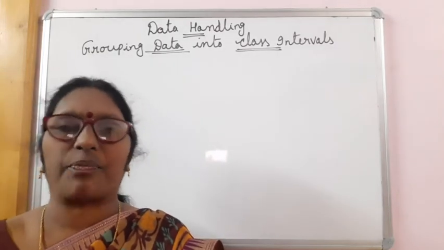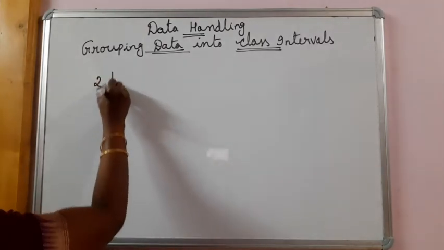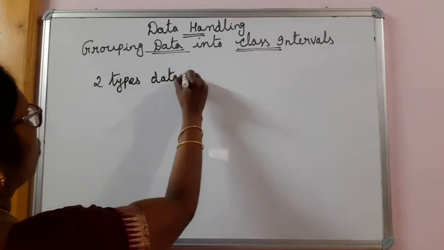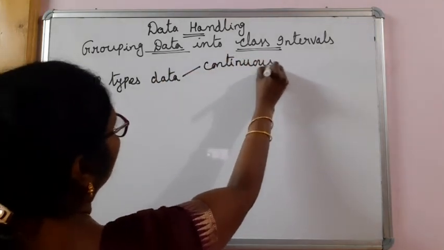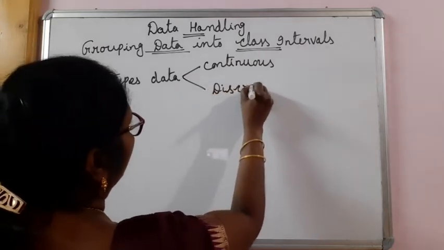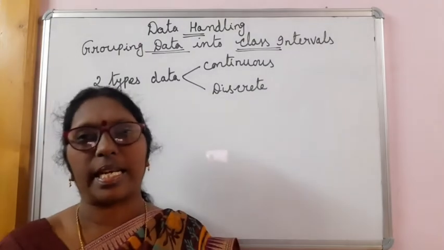There are two types of data. One is continuous data, the other one is discrete data. What is continuous? What is discrete data?